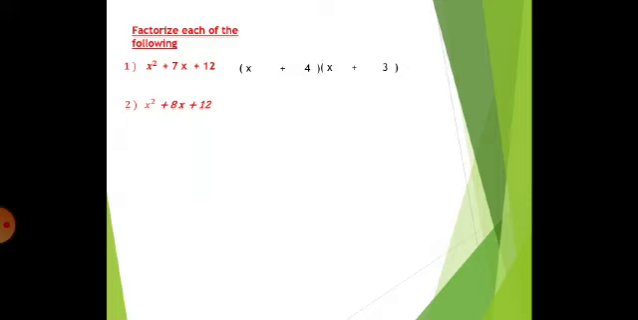Number 2, x power 2 plus 8x plus 12. We find the two numbers whose product equals 12 and their sum equals 8. Excellent, 6 times 2. So the two numbers are 2 and 6. So we can write x plus 6 and x plus 2. Number 3, x power 2 minus 7x plus 12.